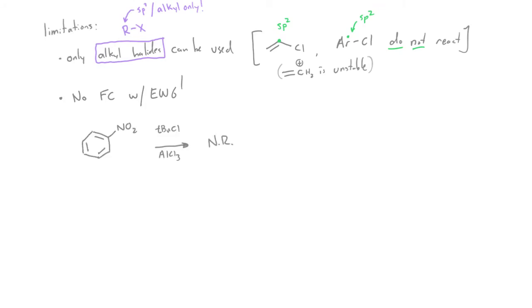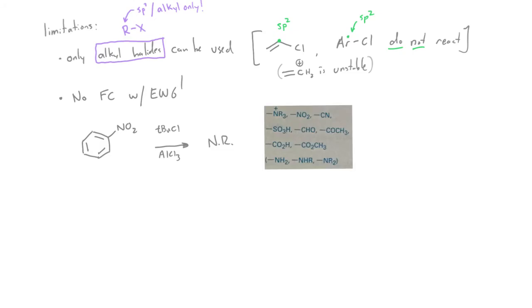So for example, if we had nitrobenzene and we applied the same alkylation conditions that we saw for benzene, we don't see attachment of the tert-butyl group to the aromatic ring. In fact, no reaction takes place. You're going to see the specifics of why this happens a little bit later in this chapter, but for now, it might be helpful to remember that there's no FC with EWG, and EWG is called an electron withdrawing group.